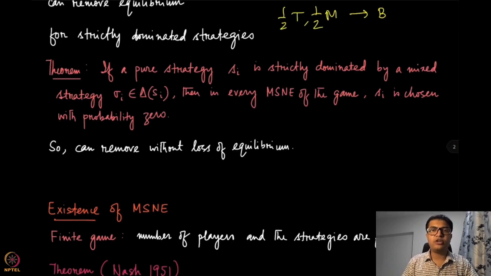Because now we are in the mixed strategy world, we can think about domination by a mixed strategy. Because some strategies are strictly dominated by a mixed strategy of the same player, we can, without loss of generality, remove that strategy. Whenever the player thinks about playing that strategy, it can always strictly improve its payoff by choosing the mixed strategy which dominates it. So there is no reason why it should be picked, and a mixed strategy Nash equilibrium will never choose it. This theorem formally proves that.